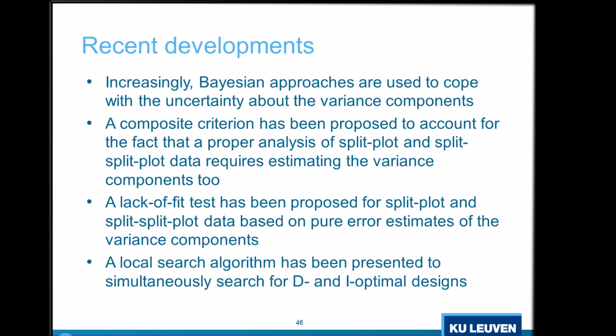Another thing that has happened is there has been a publication about a composite criterion that does not just focus on estimation of the factor effects, but which also takes into account the fact that you need to estimate the variance components. So your design should also provide information about the sigma squares, not just about betas. Well, there has been a publication about this. I will show you the reference in a minute.